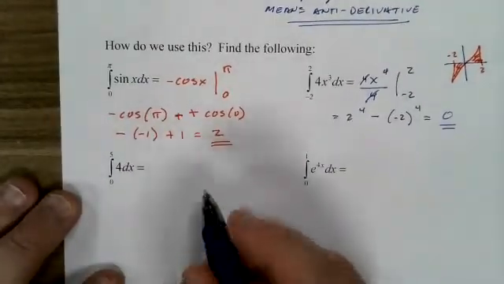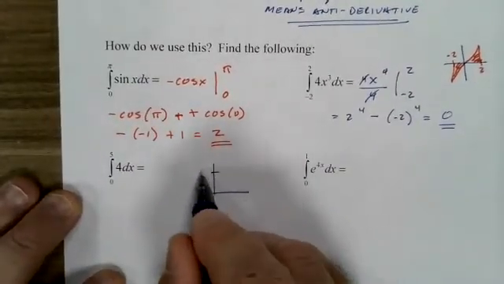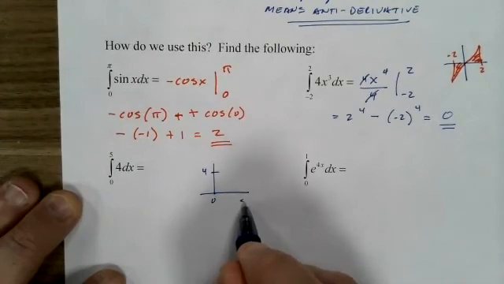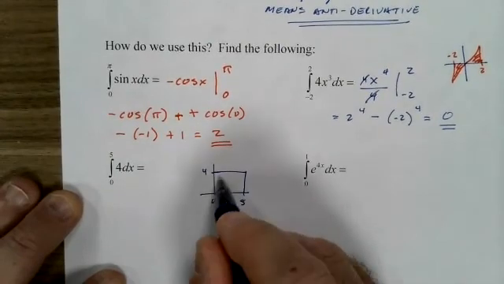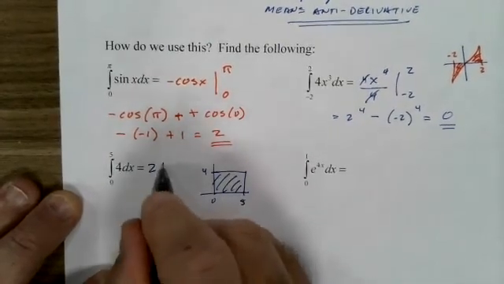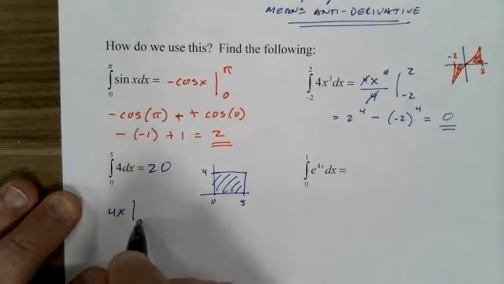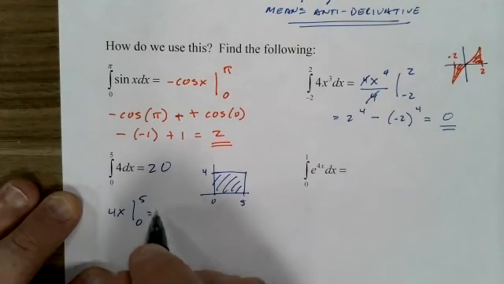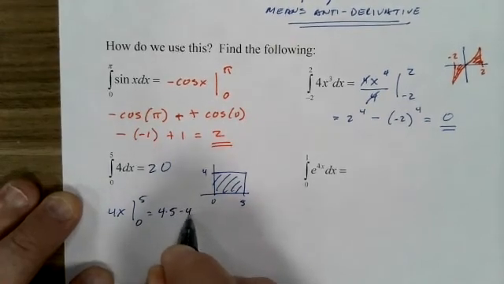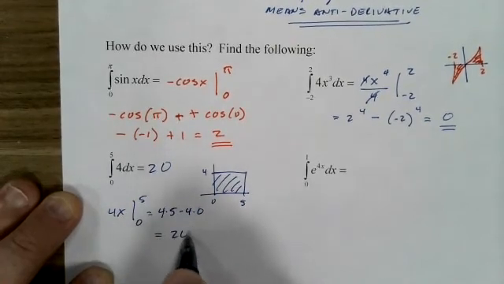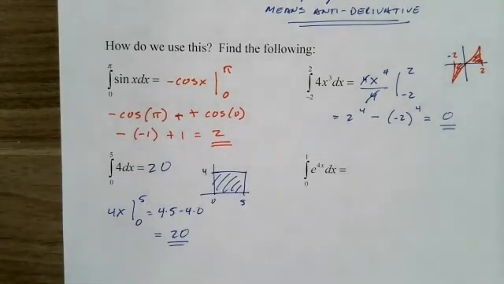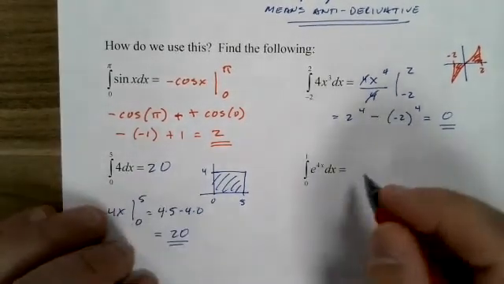Okay, let's do this one graphically first. 4 from 0 to 5, 20. Let's do it right. 4x, build the wall, 0 to 5. 4 times 5 minus 4 times 0 equals 20. Cool. And then e to the 4x.